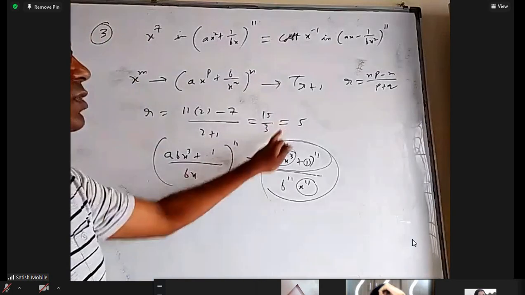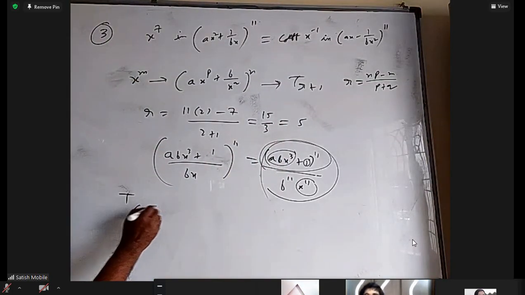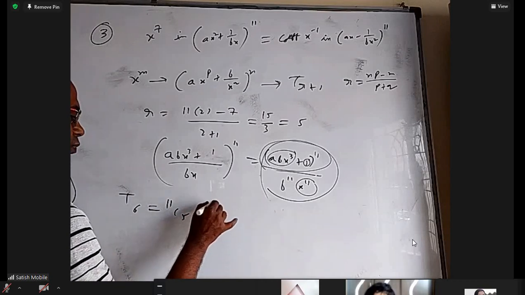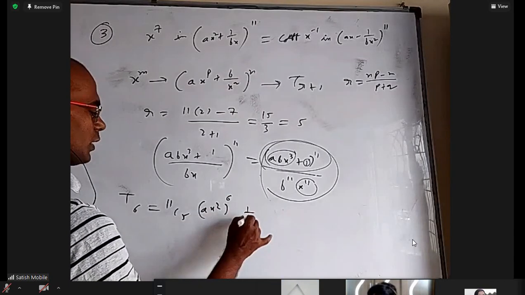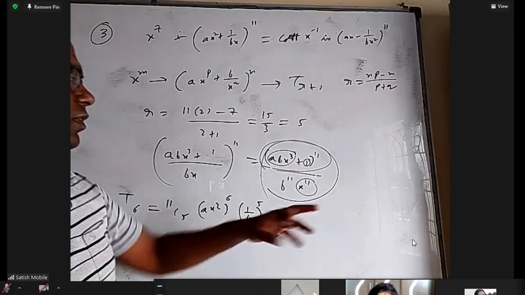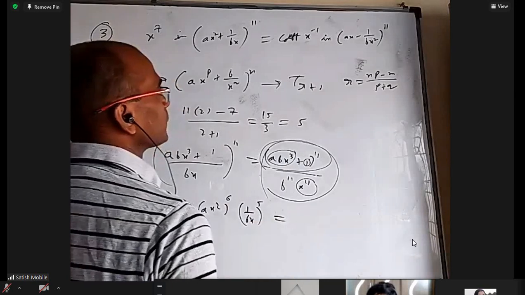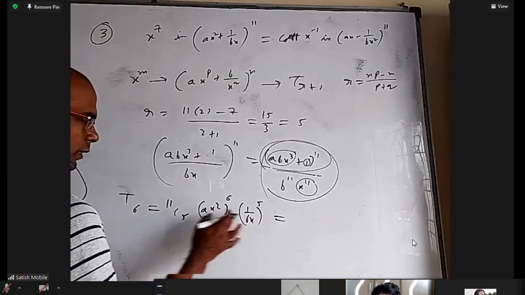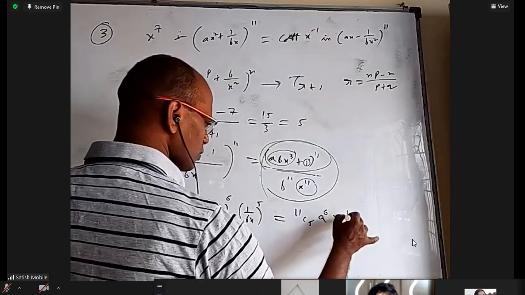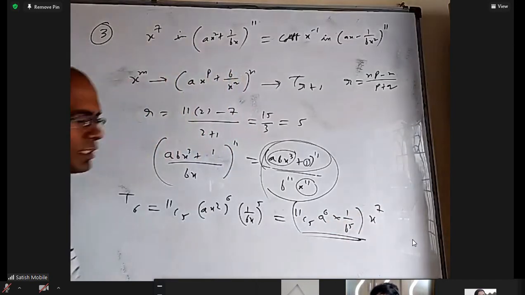Okay. So whether you use this or this, what we need, we are going to get T6, which is equal to 11C5, (ax square) whole power 6, (1 by bx) whole power 5. Even here, power 6, here power 8. So 11C5, I'll keep it, I will not find 11C5. 11C5 into a power 6 into 1 by b power 5 into x power 7. So the coefficient is only this.